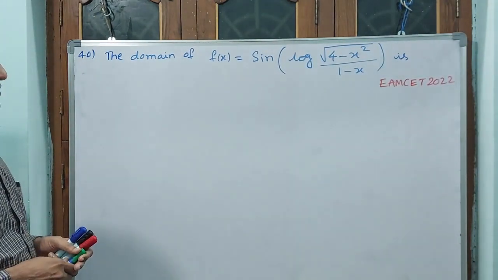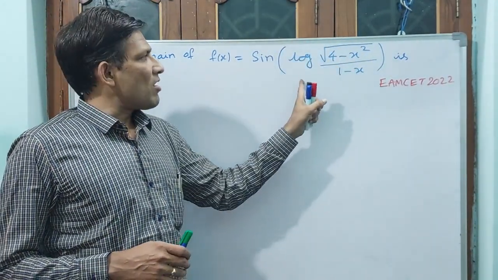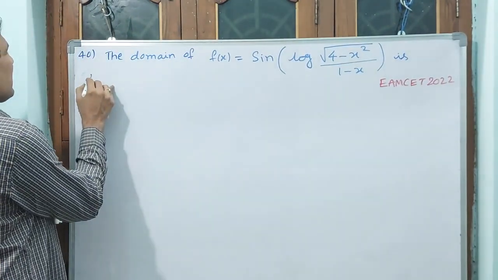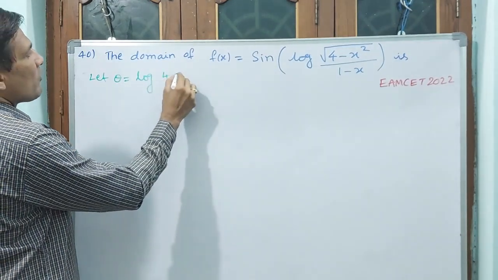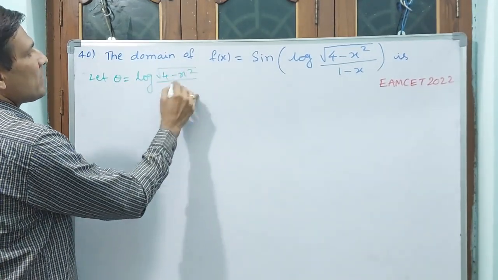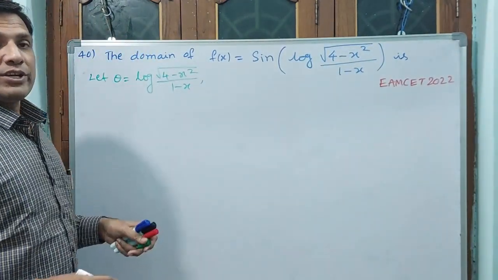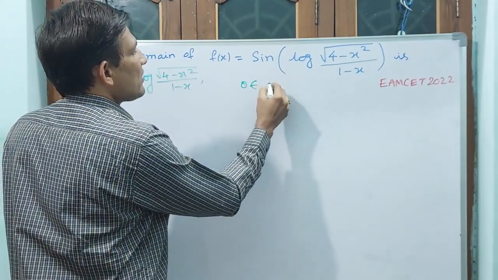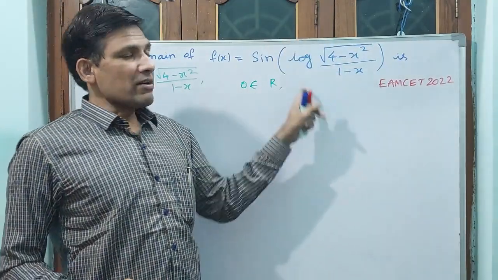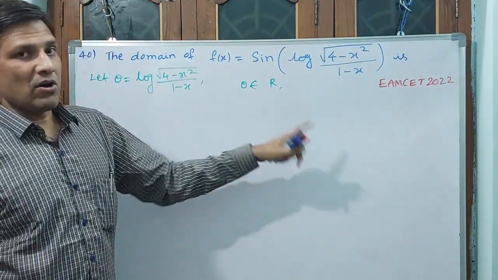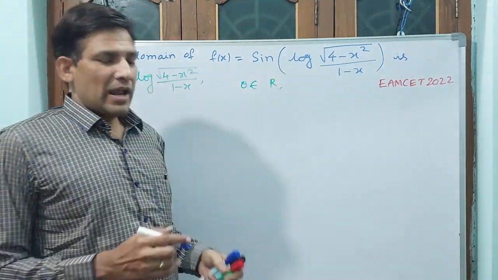Let me solve this. We know very well that for sin theta, this will be theta, the entire thing, log of... let theta be equal to log of square root of 4 minus x square divided by 1 minus x. Okay? Now, for sin theta, what can theta be? Theta will be R, that's all, real numbers. That means the log value, the entire thing, minus or plus, all are going to be fine, there is no problem for sin theta. Okay?